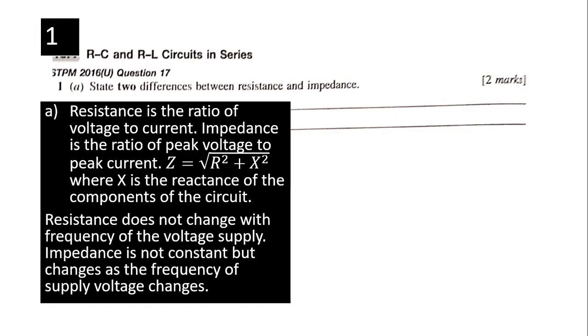The other difference: resistance does not change with the frequency of the voltage supply. Impedance is not constant, but changes as the frequency of the supply voltage changes. One depends on frequency, one doesn't depend on frequency. That is 2 marks, 1 mark each.